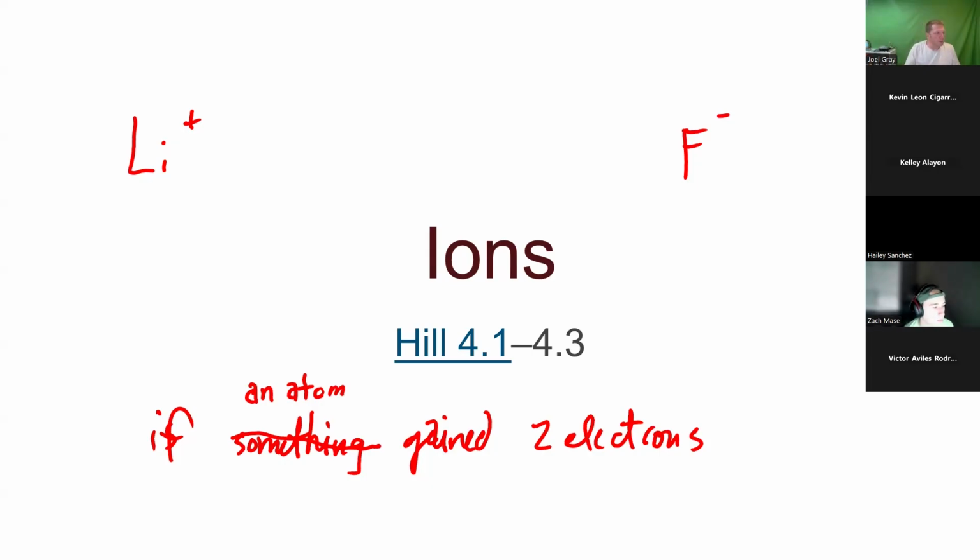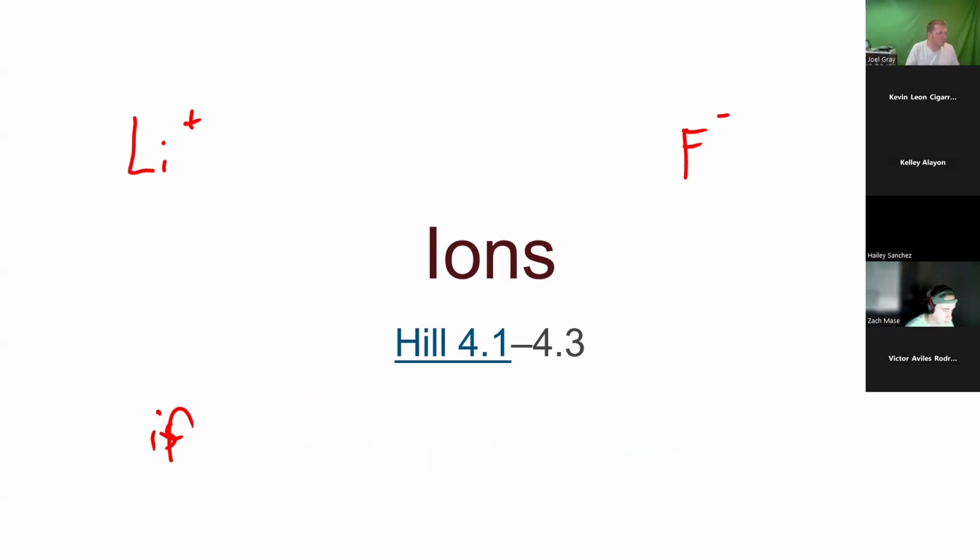If an atom lost electrons, lost 3 electrons, what's its charge going to be? +3.